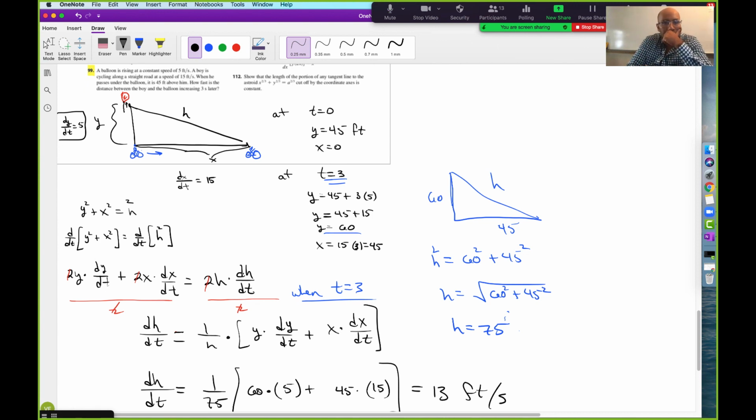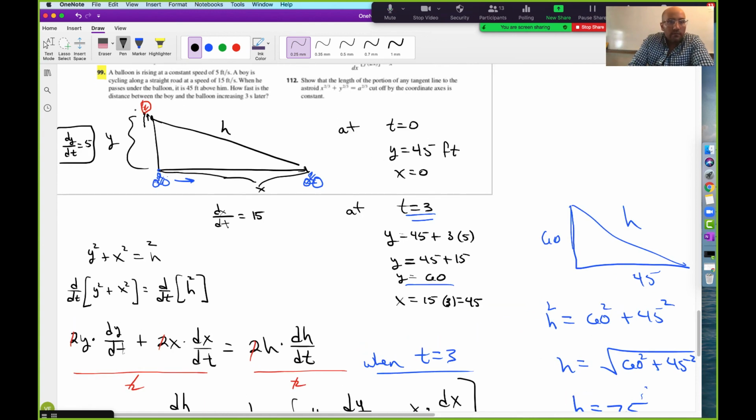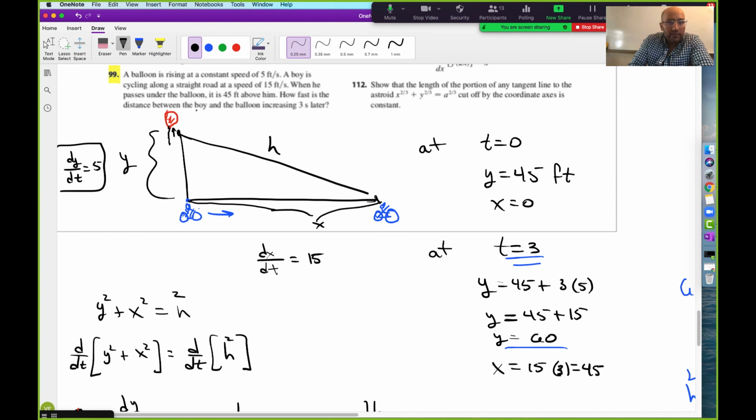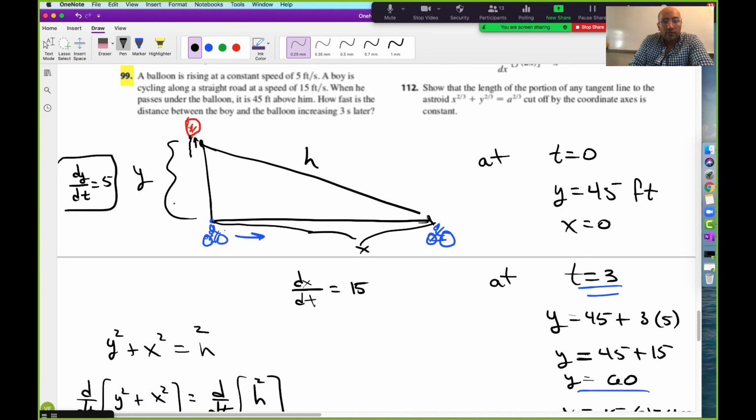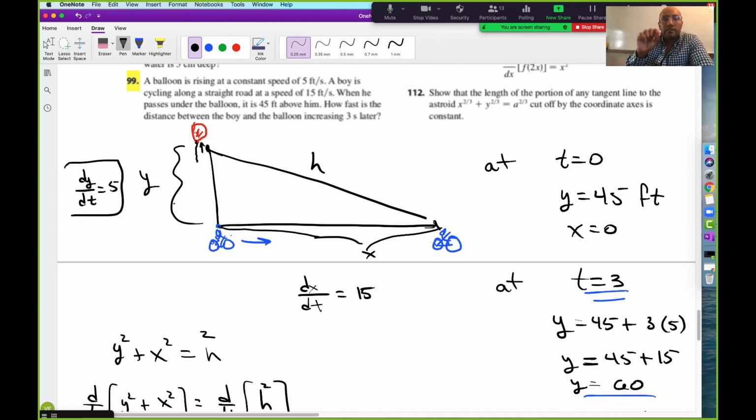dx dt was given. Yes, we got the dx dt. Let's read the question again, and that's really important to be able to understand those guys. The question said, a balloon is rising at a constant speed of 5 feet per second. I just chose the letter y to represent the vertical distance. So y is a distance, but dy dt is the speed at which that distance is changing. So based on that, I get that dy dt is 5 feet per second.